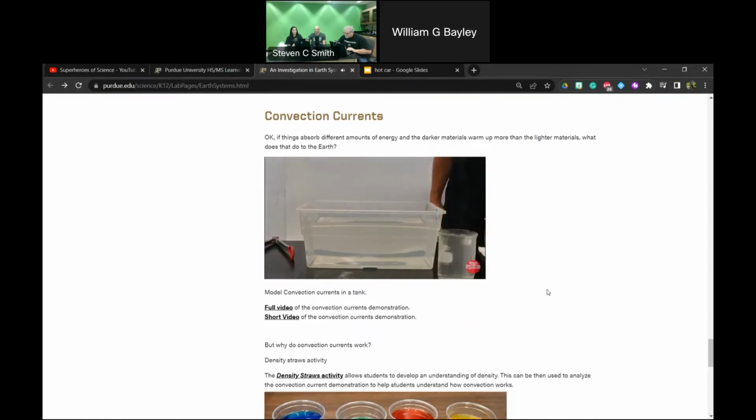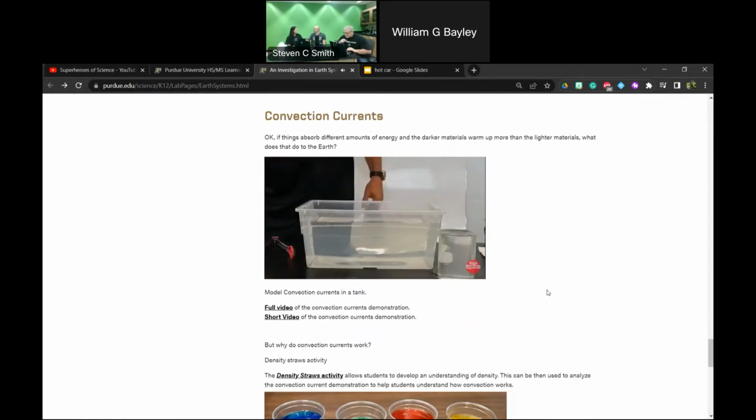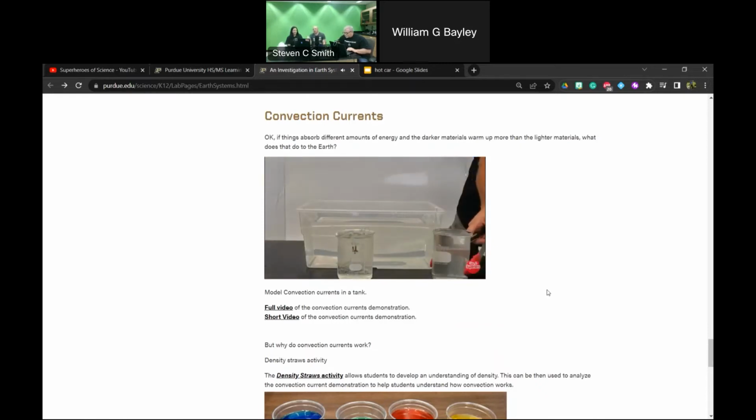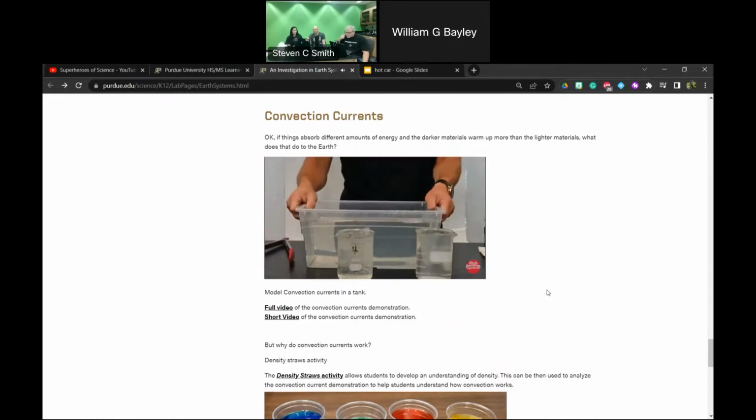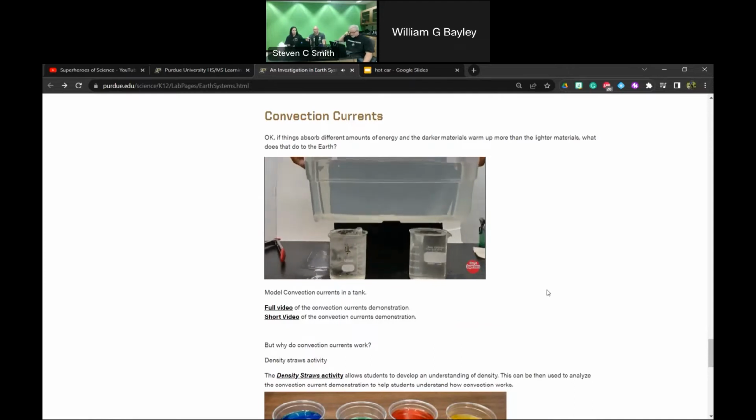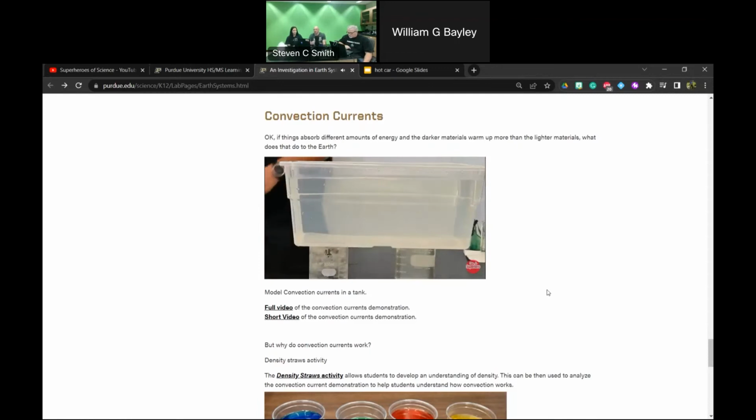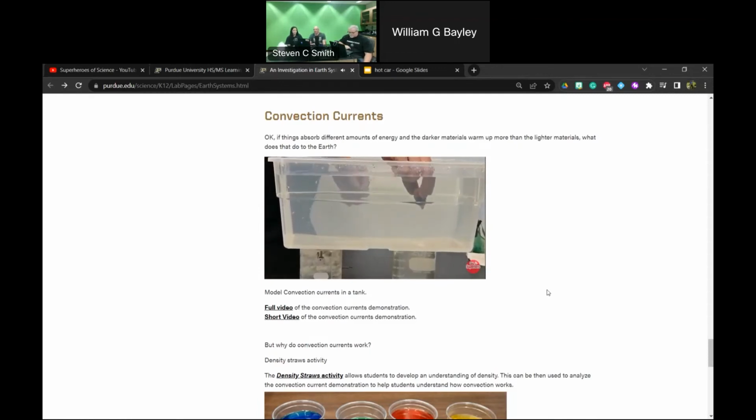The convection current demo. Now we have done this, oh my land, how many different ways? Lots of different ways. This is the easiest. We use beakers because that's what we had here. We grab two jars, fill one up with boiling hot water, fill the other up with ice water, and set a clear tub on them. It's the simplest. Sometimes you just got to keep it simple.